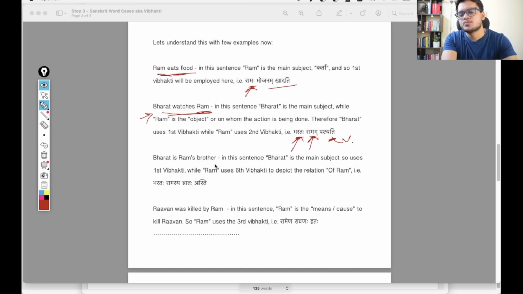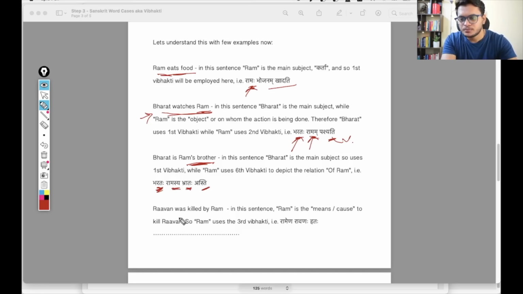Then, Bharat is Ram's brother. Now we want to show a relationship or a position with respect to Ram. So we use the sixth case, Ramasya Bhrataha. Bhrata means brother in Sanskrit. Ramasya Bhrata who? Bharataha. Asti. Asti means is. So Bharat is Ram's brother.